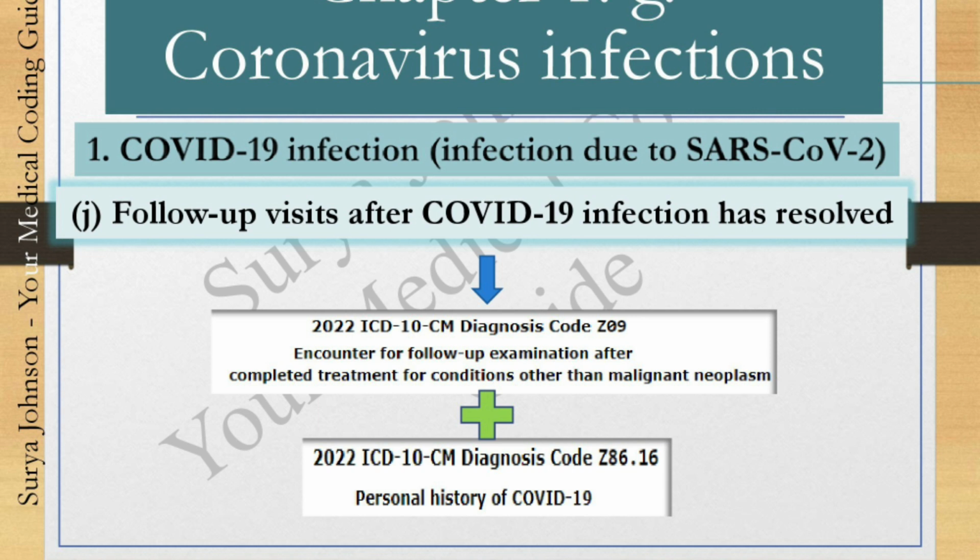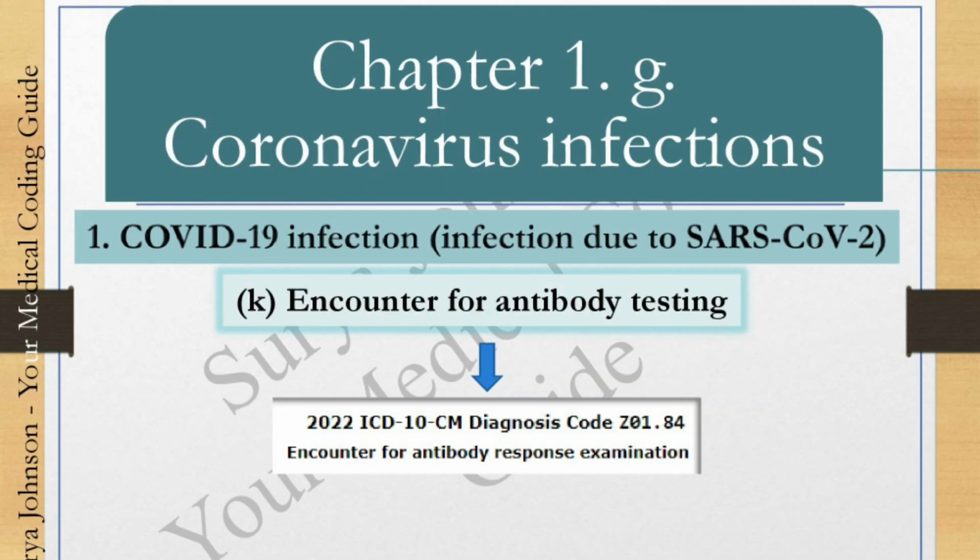So some people might have a doubt here. If the patient is coming for a follow-up visit after COVID-19 infection, but the patient is still having some symptoms or conditions related to that previous COVID-19, we'll see in detail about that in the same chapter under the M option. So the next one here is the 1K, encounter for antibody testing.